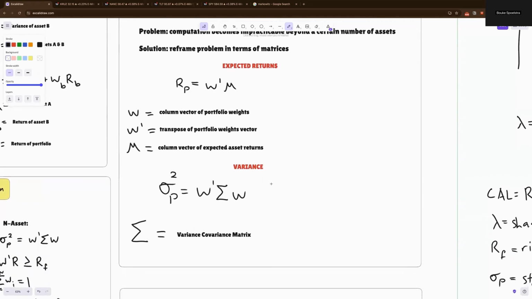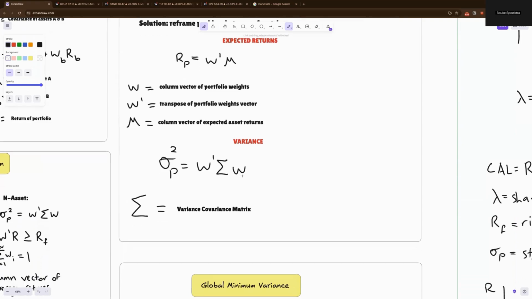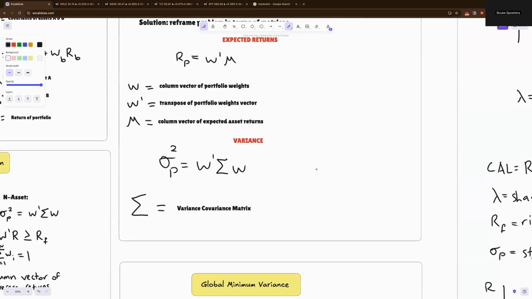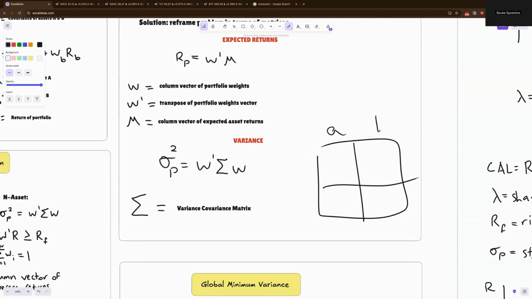The variance would be the transpose of the weights column multiplied by a variance-covariance matrix. And remember, the variance-covariance matrix looks something like this. You have asset A, asset B, asset A, asset B: the variance of asset A, the covariance of asset A and B, the covariance of asset A and B, and the variance of B.